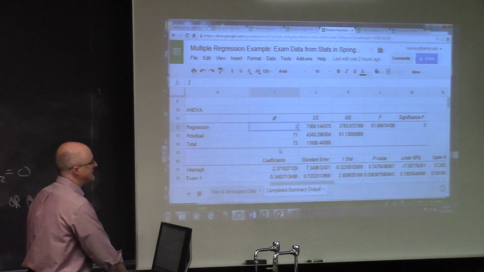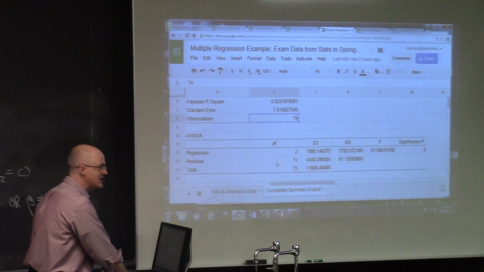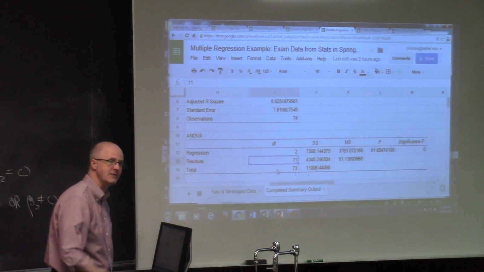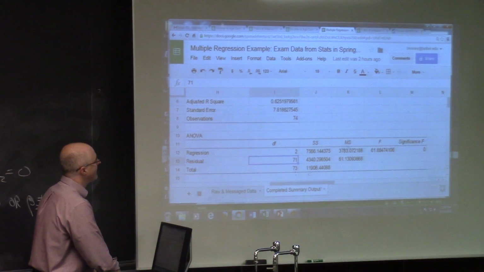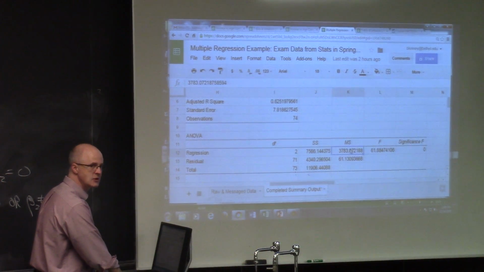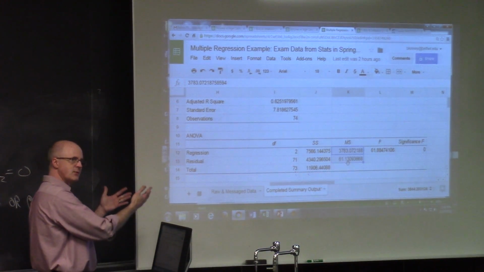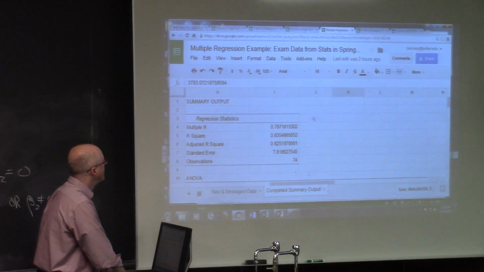Do notice here the DF is 2. There are 74 observations. This is n minus 3 when you've got 2 explanatory variables. Also notice that this MS is not the same as that SS because you're dividing by 2 instead of 1. So you do get something new. But this F statistic is still a ratio. I will share this with you, by the way, for you to look at if you like.